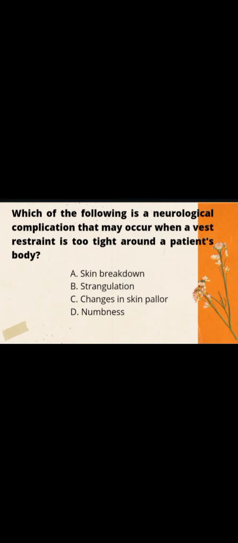Which of the following is a neurological complication that may occur when a vest restraint is too tight around a patient's body? A. Skin breakdown. B. Strangulation. C. Changes in skin pallor. Letter D. Numbness.